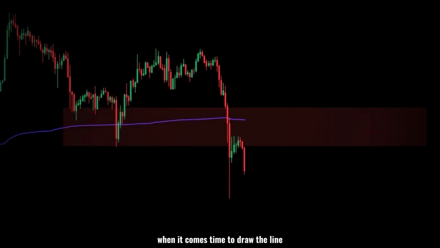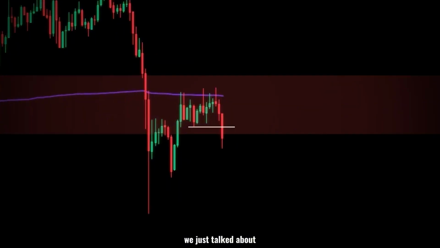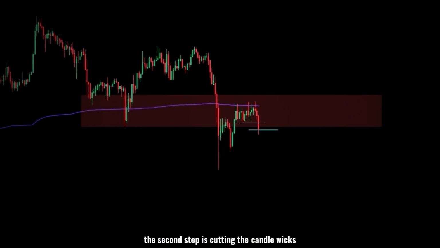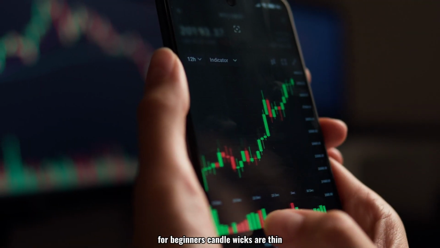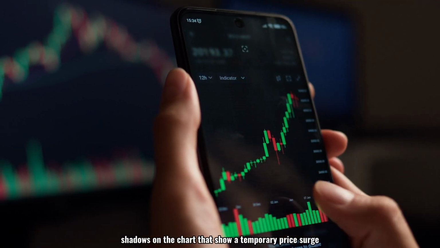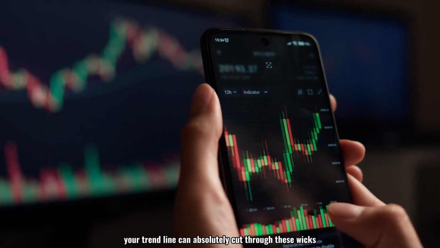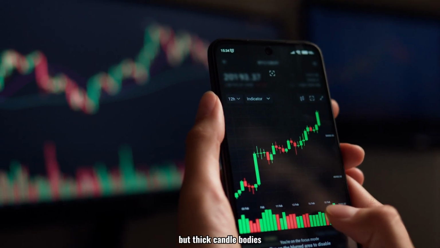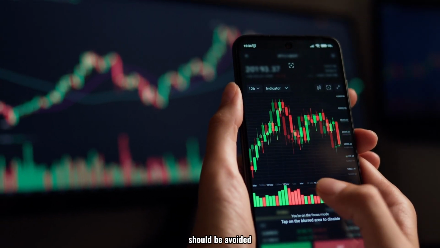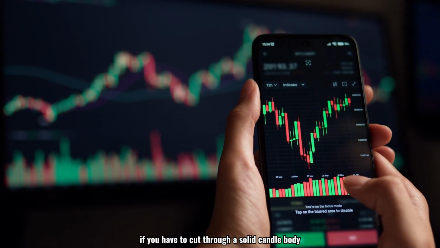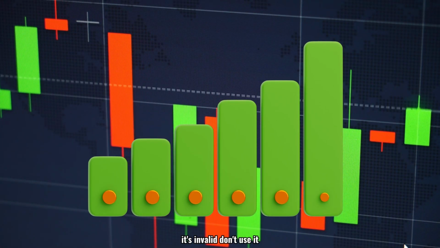When it comes time to draw the line, the first step is to find the 3 touch points we just talked about. The second step is cutting the candle wicks, and the third is avoiding the candle bodies. For beginners, candle wicks are thin shadows on the chart that show a temporary price surge. In fact, your trend line can absolutely cut through these wicks. But thick candle bodies, which characterize the core consensus of the market, should be avoided. If you have to cut through a solid candle body just to make your line fit, you need to delete that line immediately. It's invalid.